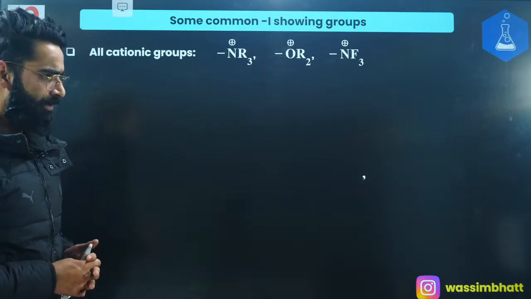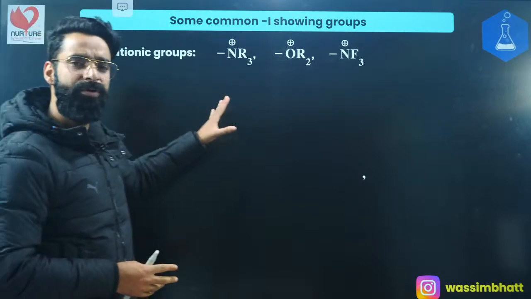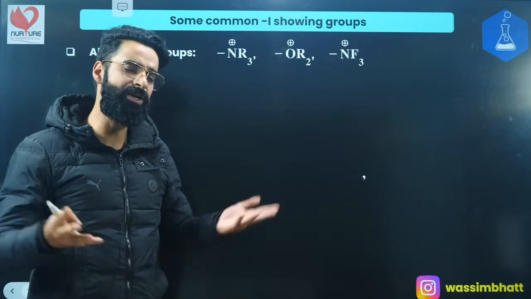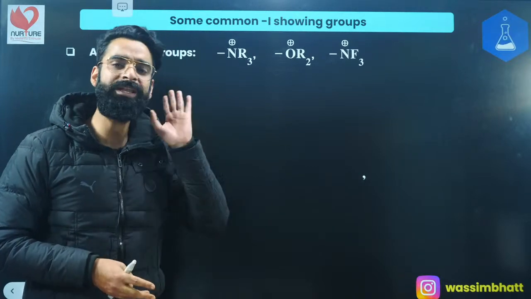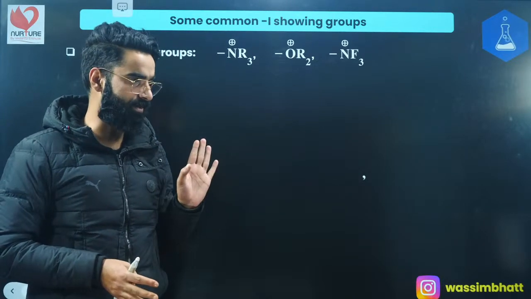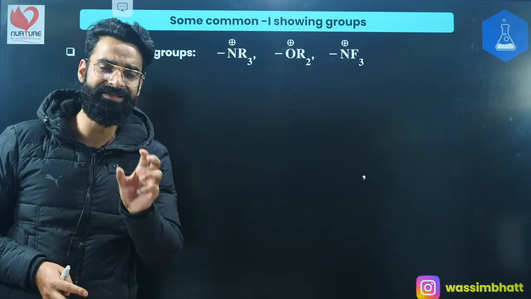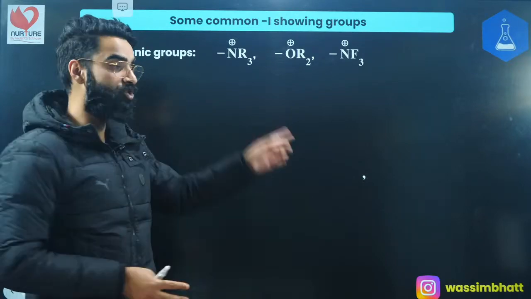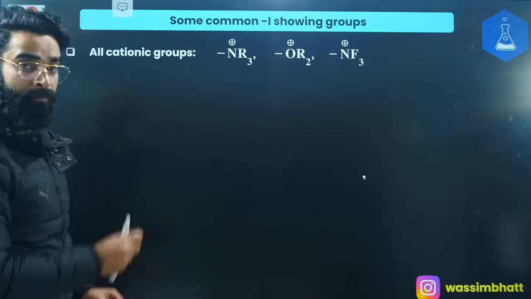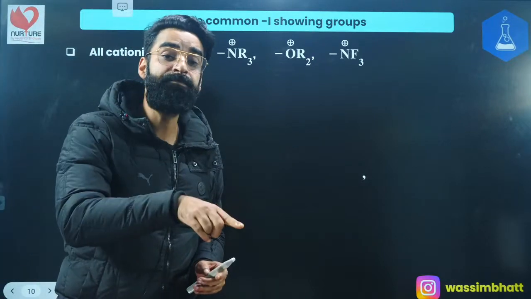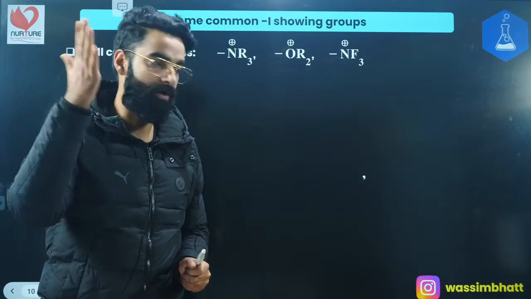Do remember one more thing. There are a few more things which you need to remember. Any group which contains positive charge on it is called a cationic group, right? And all the cationic groups are going to show minus I effect. When attached to the carbon chain, they decrease the sigma electron density in the carbon chain. They show minus I effect. And do remember, minus I power of a cationic group is always greater than minus I power of the neutral group.